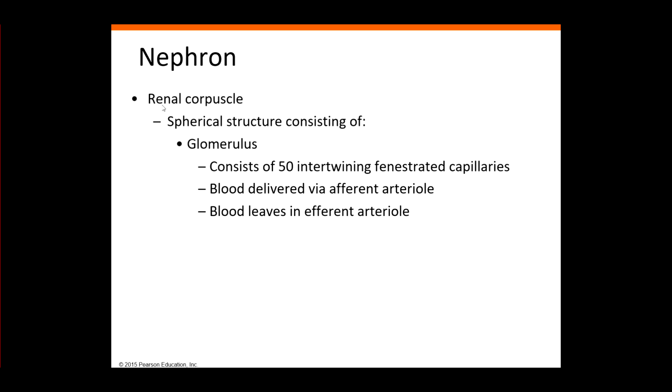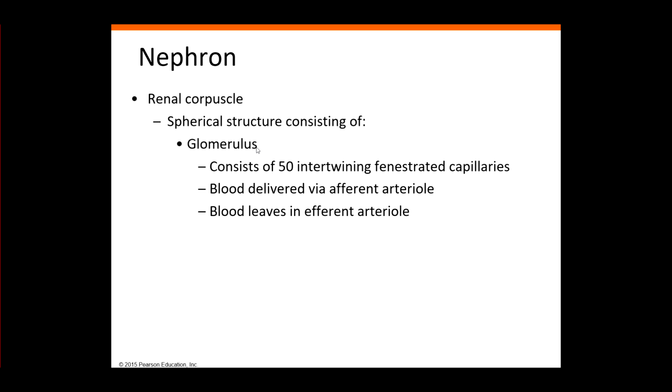The second part of the renal corpuscle is the glomerulus. This consists of about 50 intertwining capillaries that are fenestrated. Right? If you remember from the anatomy part of blood vessels, capillaries sometimes have little pores in them known as fenestra, and these are examples of that, where they're going to be kind of leaky capillaries. Fluid is going to easily move out of the capillary.